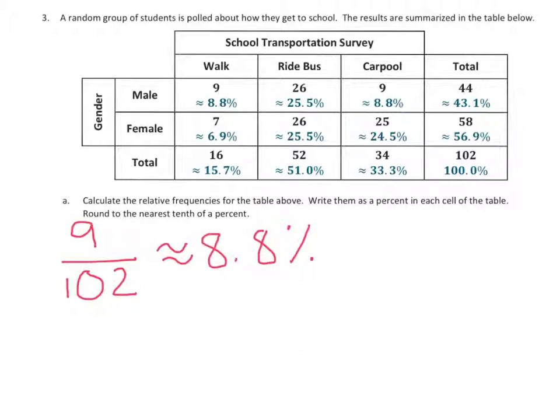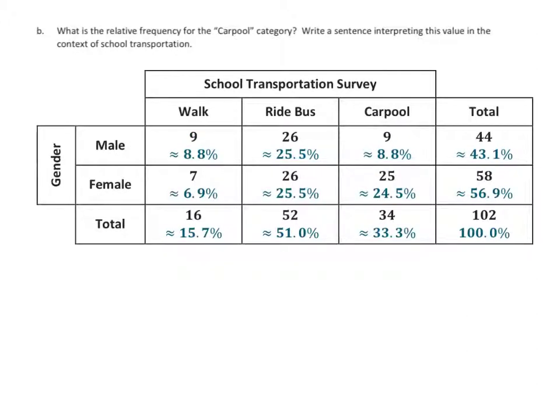The relative frequencies have been calculated and placed in the table above. For example, to calculate the relative frequency of the males who walk to school, I took 9 and divided it by the total number, which is 102, which gives me approximately 8.8%.